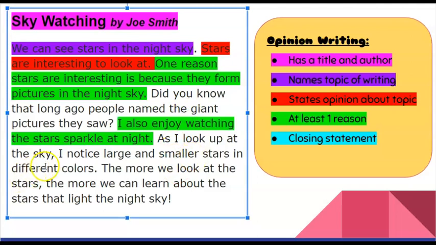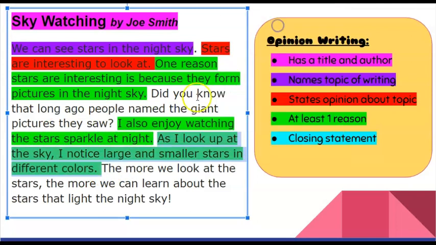As I look up at the sky, I notice large and smaller stars in different colors. So I think this might be a reason why. He could have done a better job as a writer by maybe including another reason why stars are interesting are, I notice different colors. So I'm going to include this as a detail, but you guys know you could use a better signal word than he did in this example.